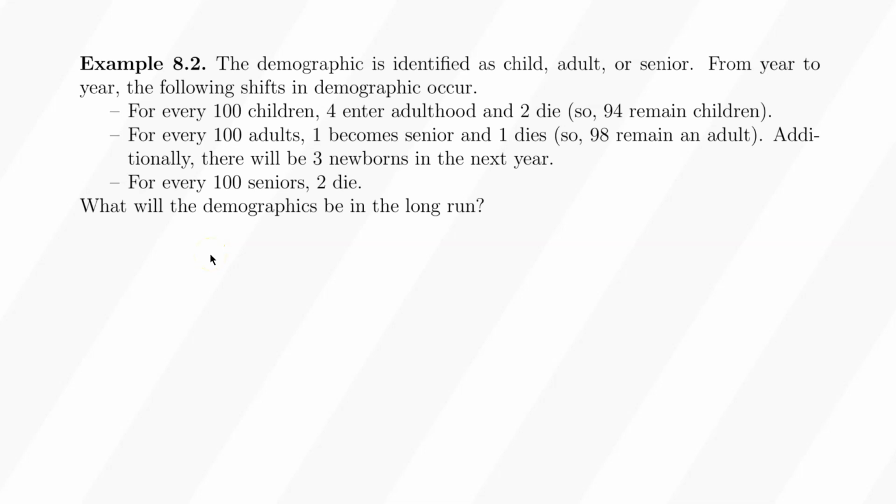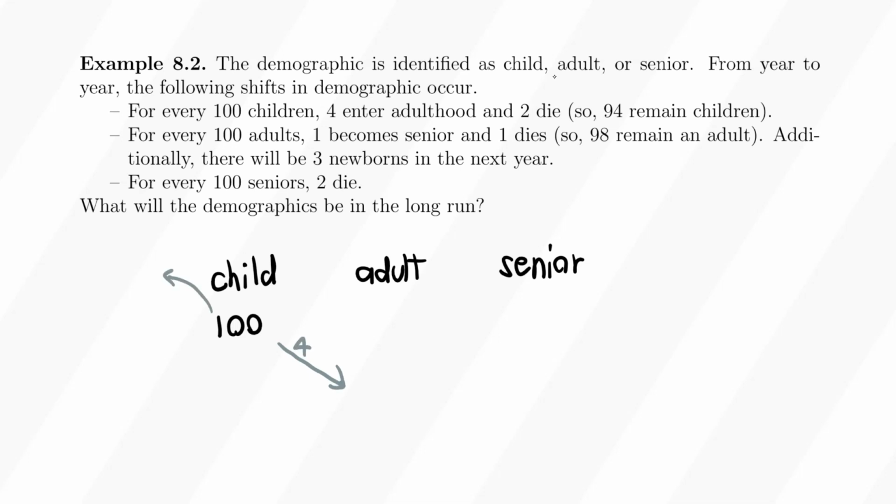So this example is kind of similar to the last one, except that we now have three groups. We have a child, we have adult, and then we have senior. The question said that if we have 100 child, then 4 will enter adulthood, and then 2 will die. So 2 will pass away and not go to any group. So what that means is 94 will remain children.